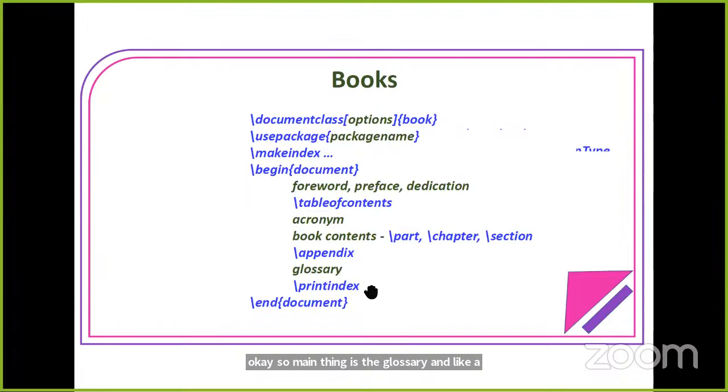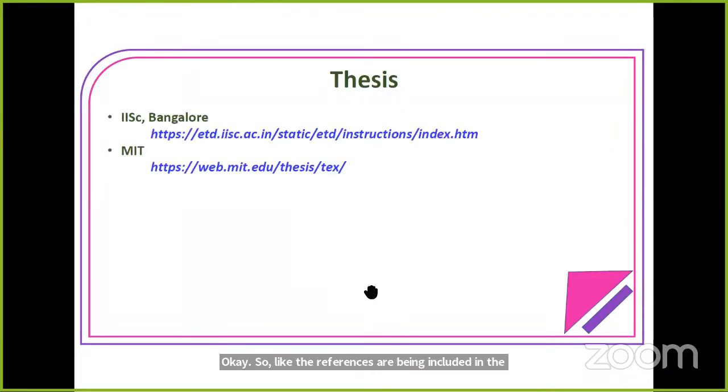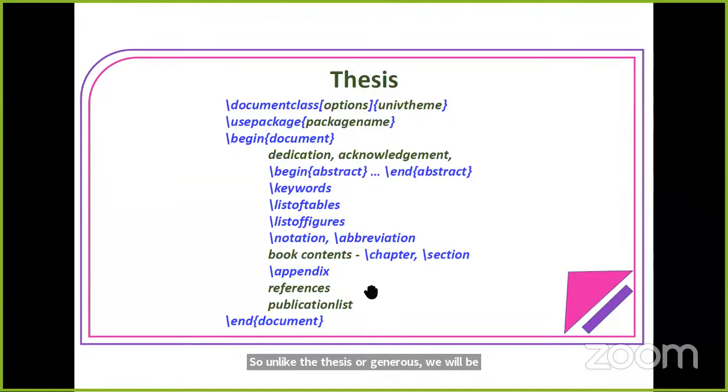Whereas for references, whatever we are citing, those can also be included. They will be included in each and every chapter. Okay. So nowadays the references are being included in the chapter instead of at the end of the book. So unlike the thesis or journals, we will be having the references at the end of each and every chapter.